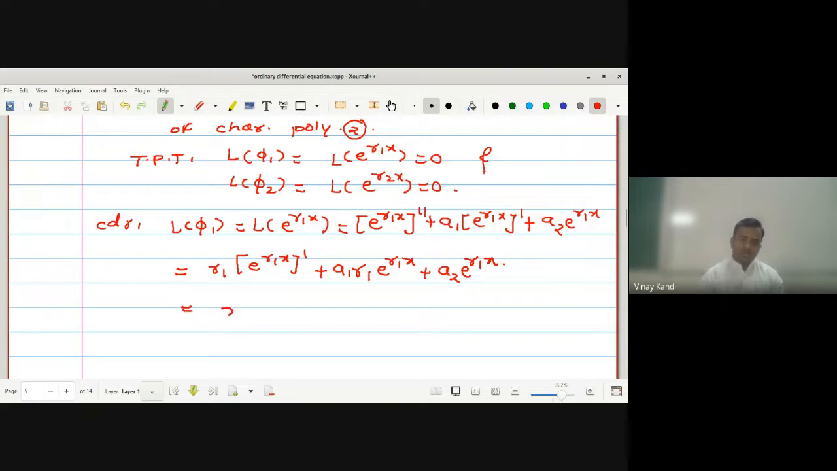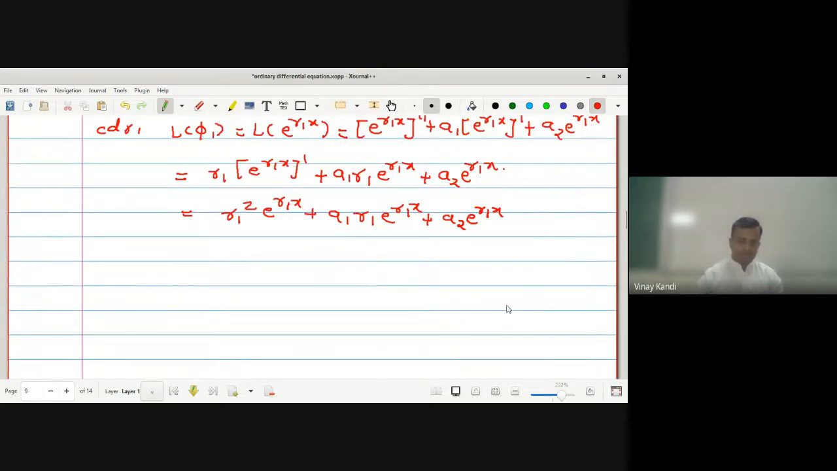Again, we get R1 square e raised to R1x plus a1 R1 e raised to R1x plus a2 e raised to R1x as it is. Now taking e raised to R1x common, what do we have then? R1 square plus a1 R1 plus a2, which is equal to e raised to R1x into P of R1.